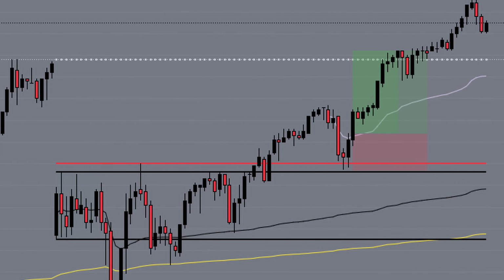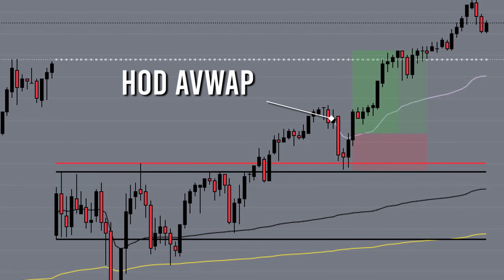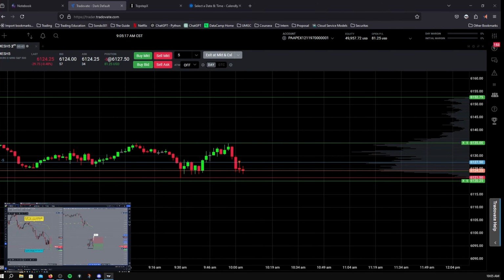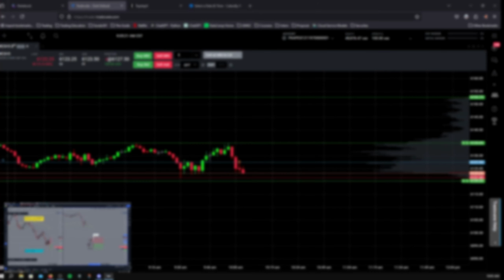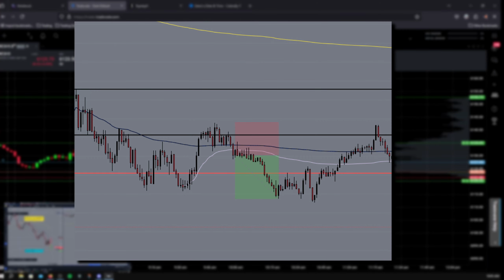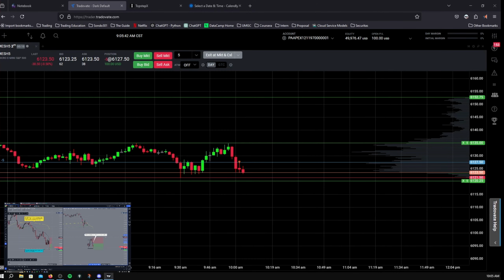My trading strategy focuses on 2 powerful tools: the high of day anchored VWAP and the low of day anchored VWAP. Here's how it works. If I'm looking to take the long side, I anchor a VWAP to the highest price of the New York session. For shorts, I anchor it to the lowest price. But here's the key: I don't just blindly trade these breakouts.